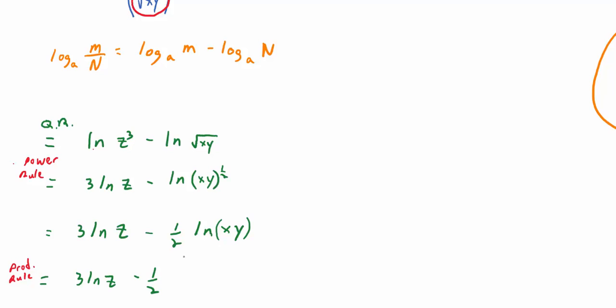Natural log of x times y is a sum. So what should I put after the 1/2? After the minus 1/2, maybe a set of parentheses, right? Because we're going to have to distribute that minus 1/2. And then how do you rewrite the natural log of x times y according to the product rule?